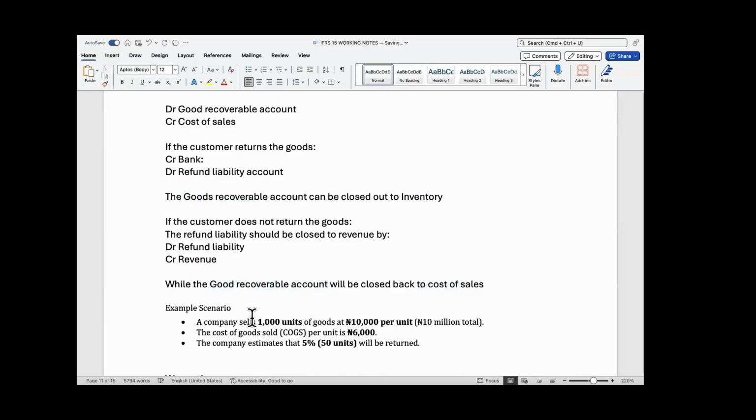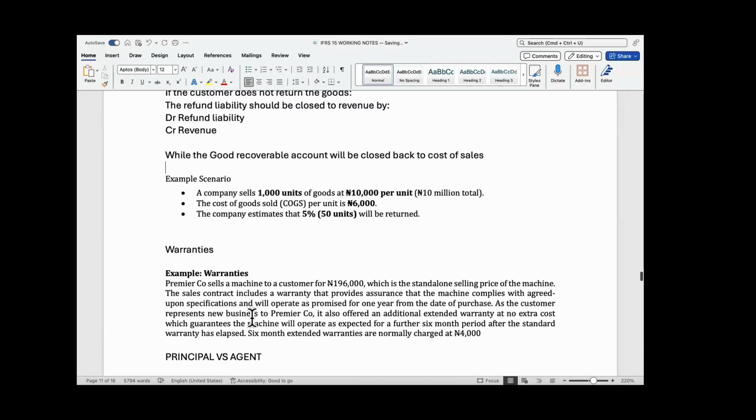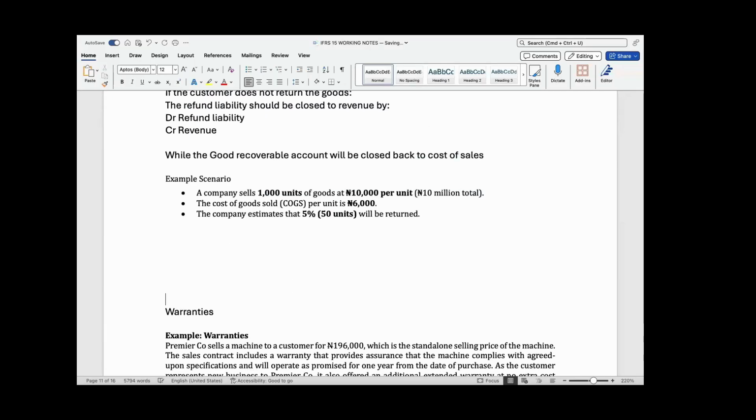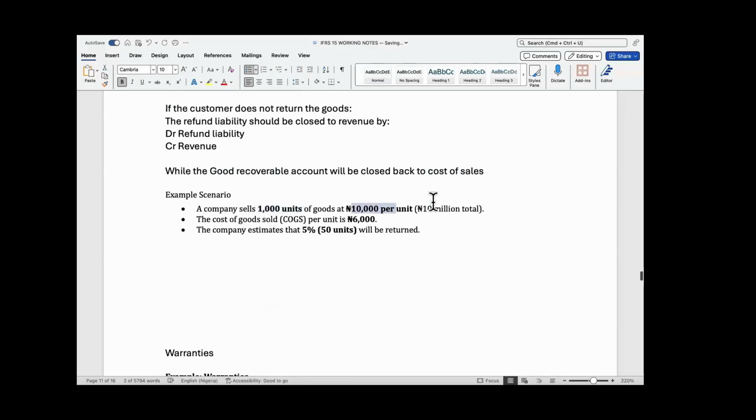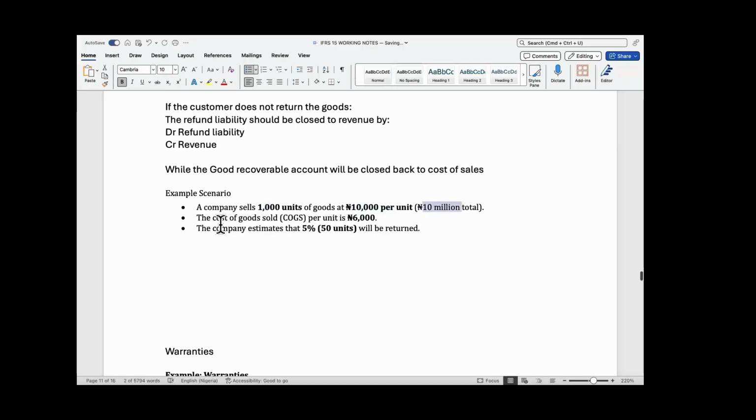Now, all of these are hypothetical examples, let me just put figures to them. So a company sells 1,000 units of goods at 10,000 naira per unit, making 10 million in total.